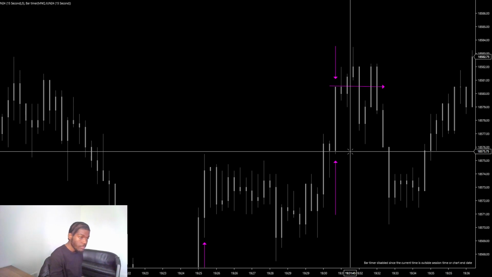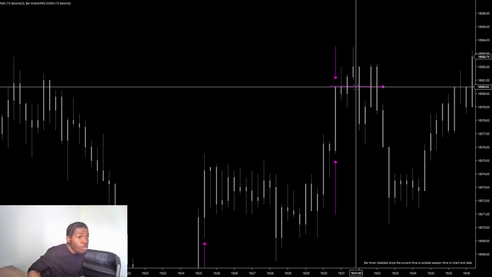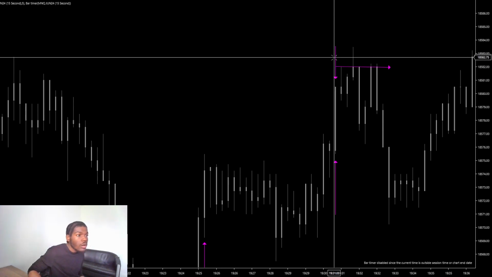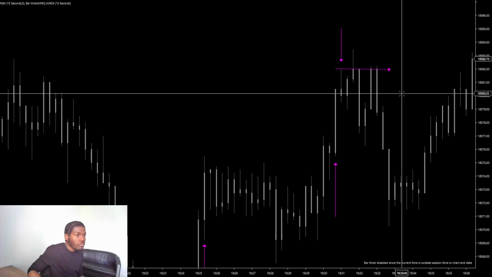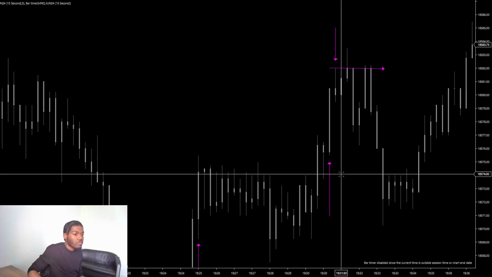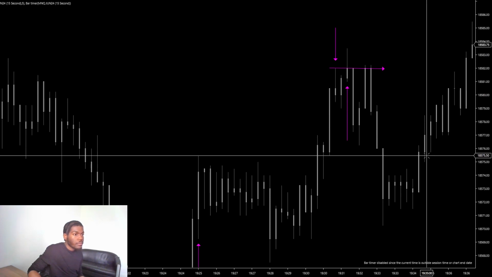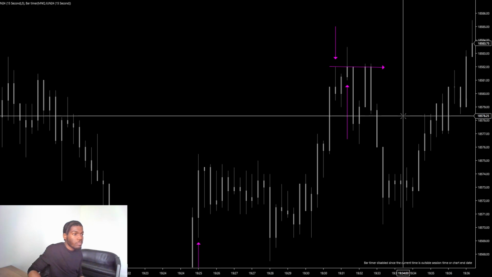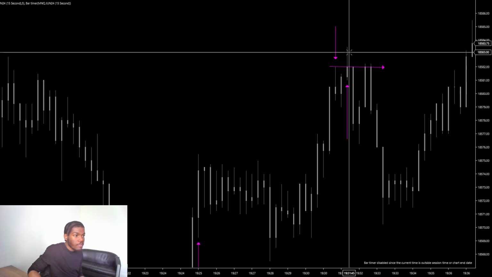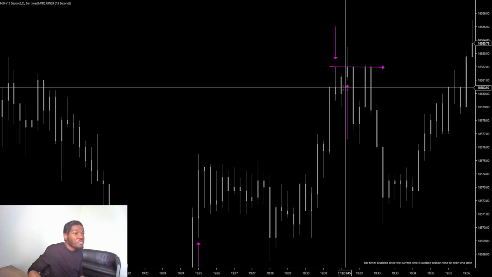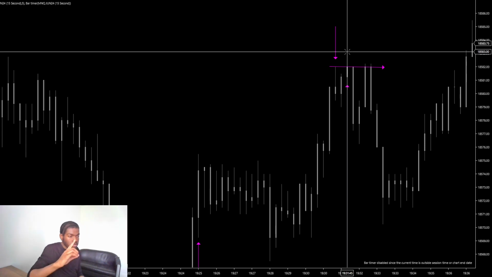Meaning, to create a new up candle that is valid as the last up candle, we need to see a move above this high. We see that right here. Now, this up candle is now the last. There can only be one, by the way.